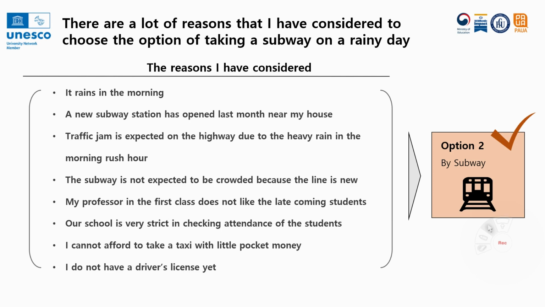For example, it rains in the morning. Okay, it could be a rainy day or not, but for example, it's a rainy day in the morning. And then a new subway station has opened recently, for example, last month, near my house. And then a traffic jam is expected on the highway due to the heavy rain in the morning rush hour.